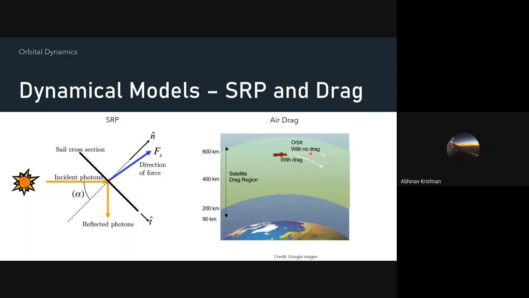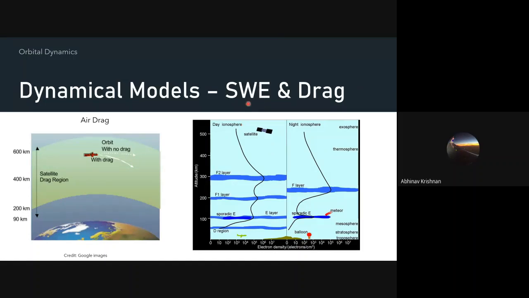Higher orbits have no air drag, definitely. So this is pretty much limited to low Earth orbit only. And as you can see, with drag, the trajectory of the satellite would actually fall into the Earth. So an orbit with no drag would have a much simpler orbit in that case. But it's not as simple when you have something called space weather events, SWE.